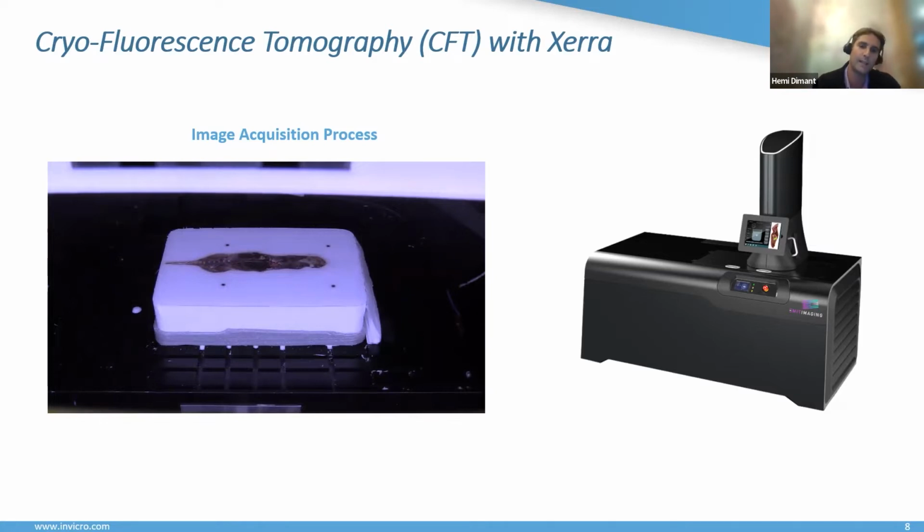Each plane, we collect the fluorescent signal as well as white light. As you can see, since we don't perfuse, we don't fix, we really are able to maintain morphology. So we collect the data. We're imaging both in the white light and fluorescent data. Eventually, we reconstruct the data. I'm going to show you how the output looks like.